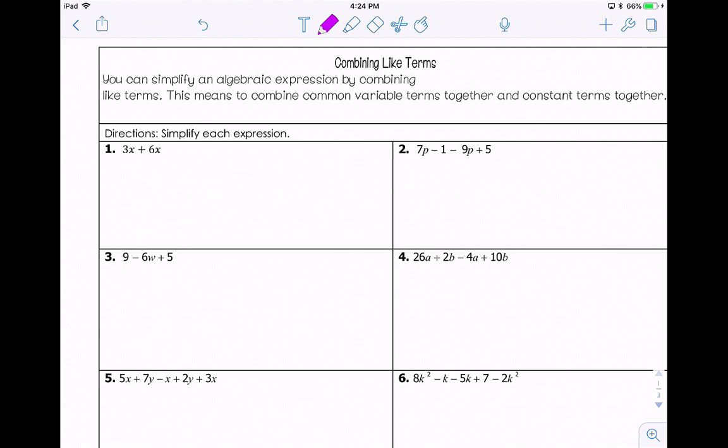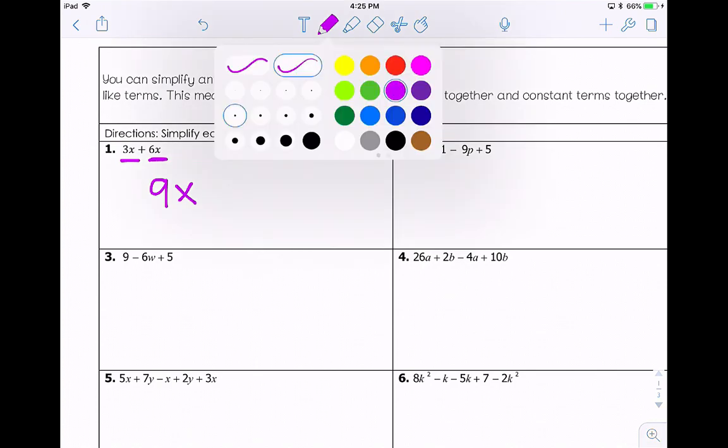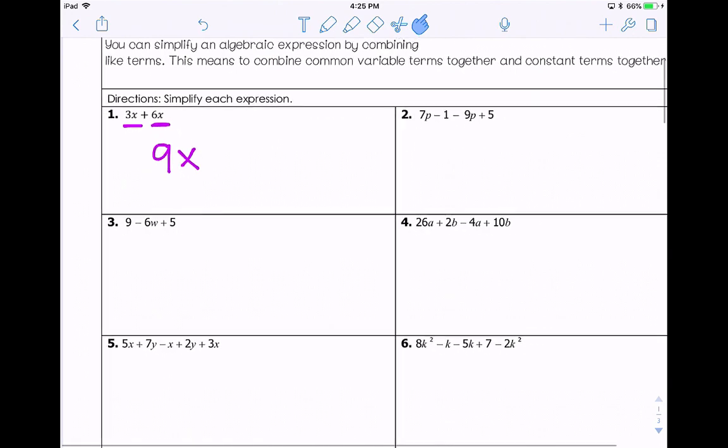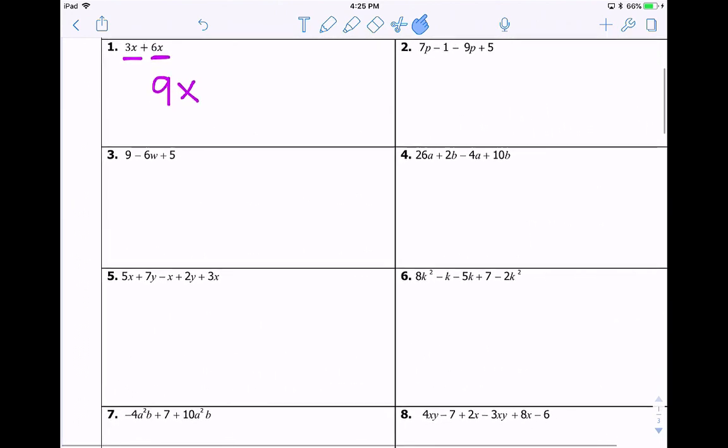We're going to do the odds in these notes, and then you're going to practice with the evens. So we're going to start with number 1. We have 3x plus 6x. You'll notice both of them have an x, so those are common terms. You do exactly what the math says: 3 plus 6 is 9, and we just keep the variable. It was an x for 3x and an x for 6x, so it just stays 9x. And that's it.